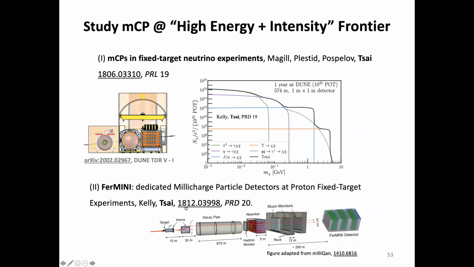So the first thing we apply it to is exactly the neutrino experiment, DUNE. And you can calculate the different kinds of production channels I listed here. And then they can fly into the DUNE detector to search for it.